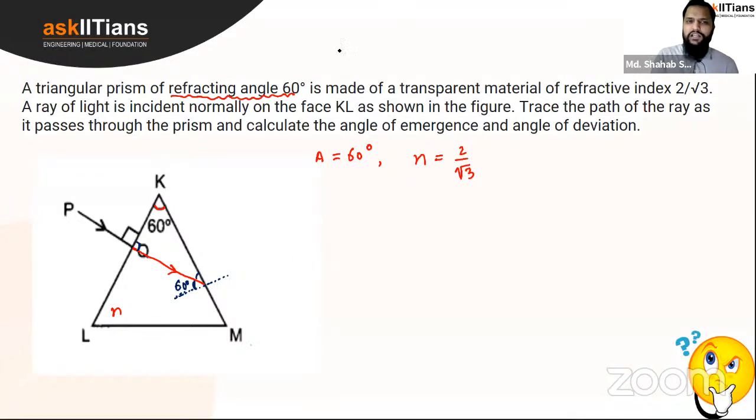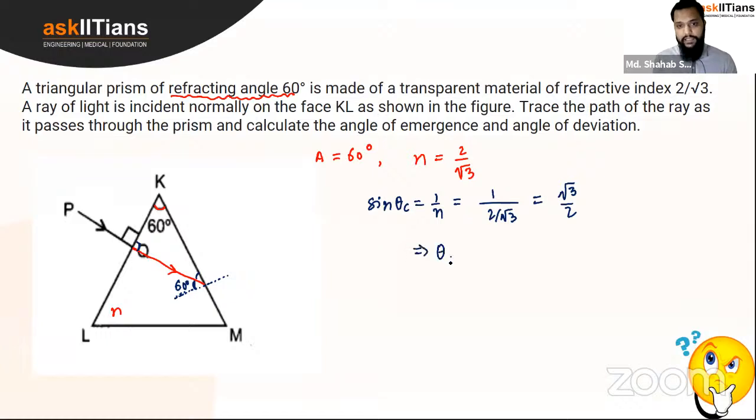Yeah. So let's find out critical angle, guys. What is the formula for critical angle? You know, the rarer medium is air. So we will simply write sine theta c is equal to 1 by n. Now, we have n as 2 by root 3. So root 3 goes up, root 3 by 2. Sine theta c is root 3 by 2. What does it mean, guys? It means critical angle is 60 degree.